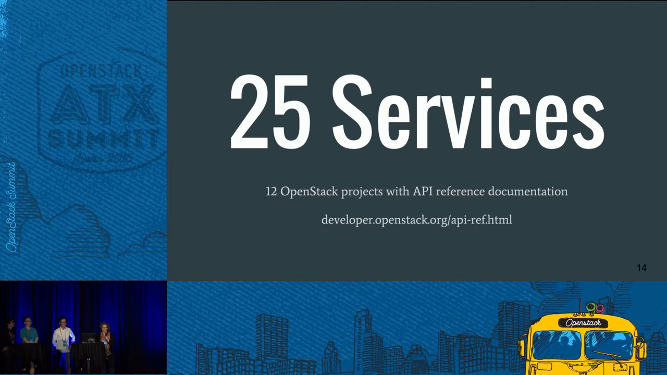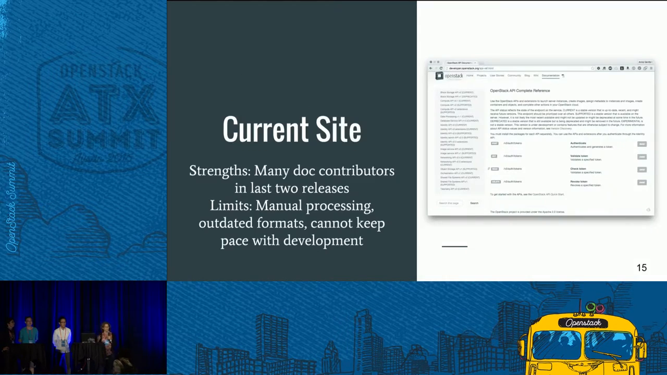Now, 12 services have operations documented, but there are 25 services at last count in the projects.yaml governance in OpenStack. So the API ref today doesn't even cover all of the services. I don't want to dwell on it, but I want to make sure people understand the magnitude of what we're working with. So I've talked a little bit about our current state.